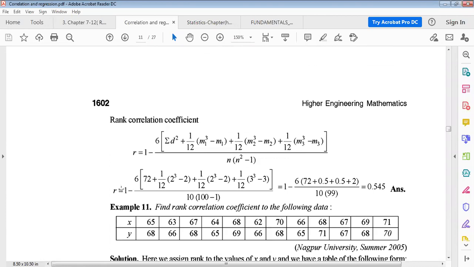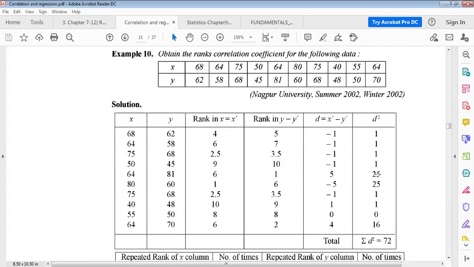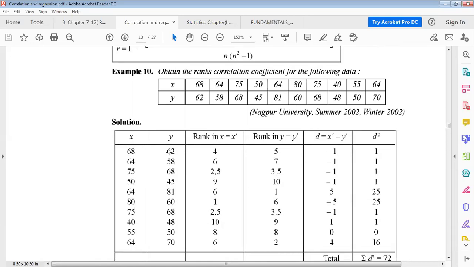72. Putting 72 here, and m1 equals 2, m2 equals 2 also, and m3 equals 3. Using a calculator we get 0.545. This is the rank correlation coefficient between these two ranks, X and Y.